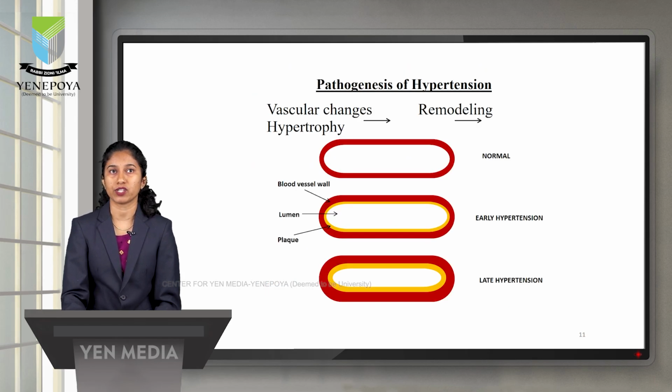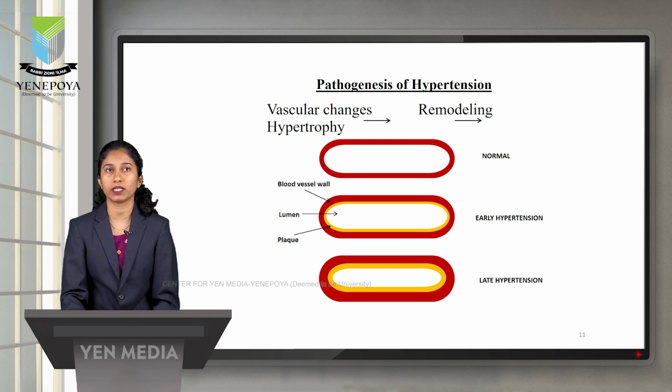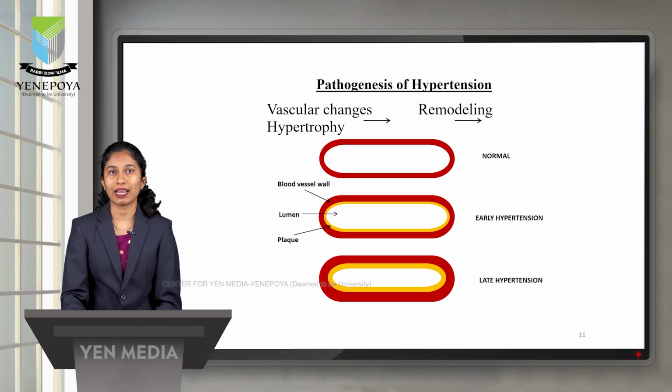Pathogenesis of hypertension. Pathogenesis means how the hypertension is developed in the body. It happens mainly due to changes in the blood vessels, especially due to the vascular changes, remodeling and hypertrophy. If you see the normal blood vessels, the blood vessel walls are thin and flexible, and the lumen or the inside space is wide and open. The blood flows smoothly and easily, therefore the blood pressure will be normal.